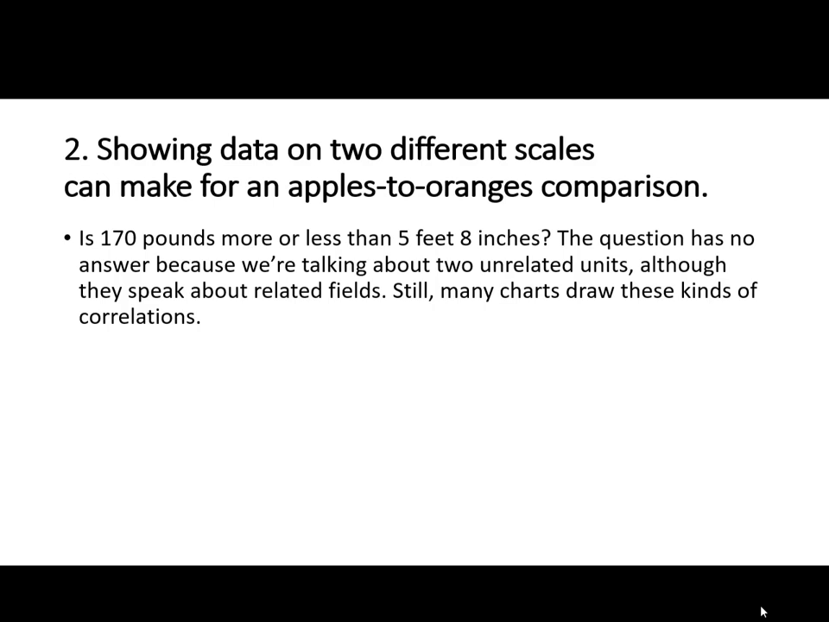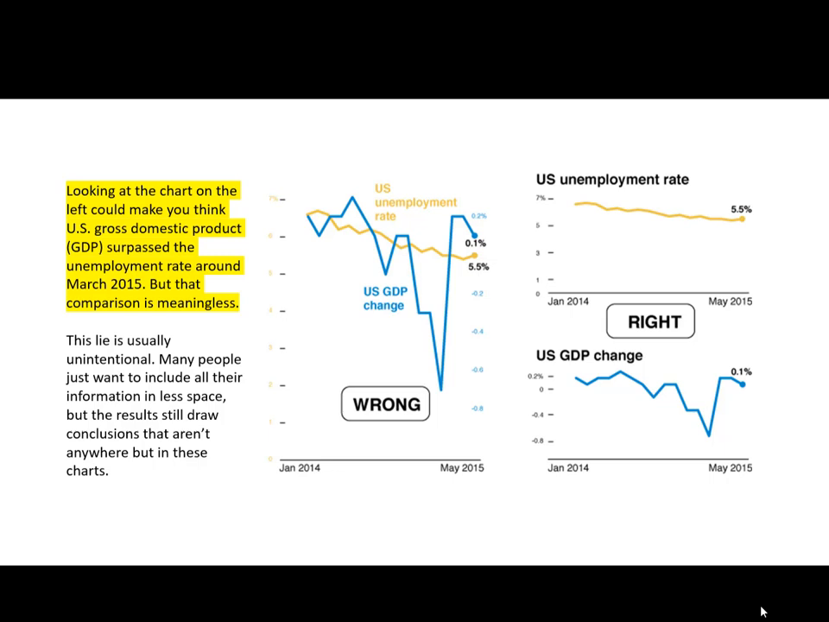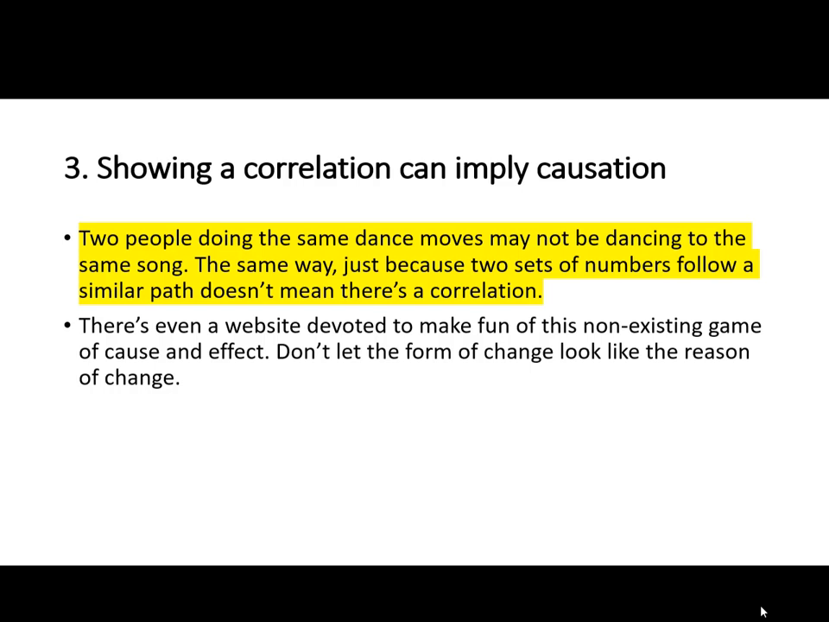The second example is showing data on two different scales. It can make for an apples to oranges comparison, like this example here. We are comparing two things, US unemployment rate and US GDP change. Looking at the chart on the left could make you think US gross domestic product GDP surpassed the unemployment rate around March 2015, but that comparison is meaningless because again we are comparing oranges and apples.